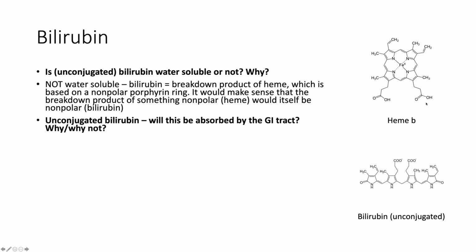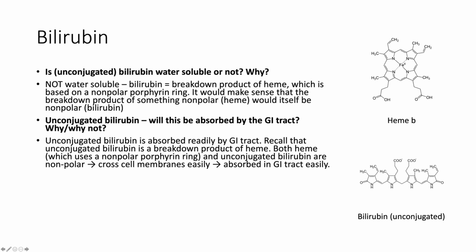And so Feluke, unconjugated bilirubin, will this be absorbed by the GI tract? Why or why not? Yes, because again, it's non-polar. Generally, non-polar things cross pretty well. This is why urobilinogen, which again is a breakdown product of bilirubin, can be absorbed by the GI tract, and why it can end up in your bloodstream and ultimately your urine. Thank you. I didn't know.